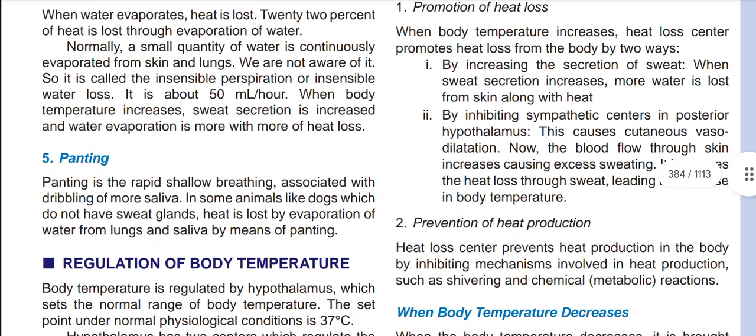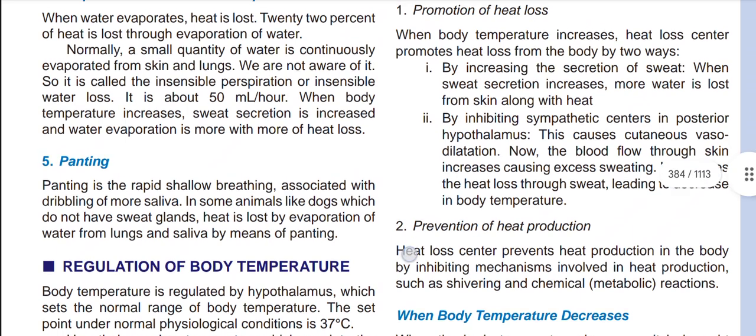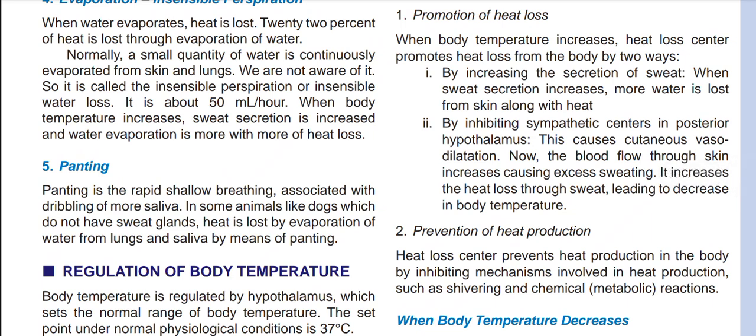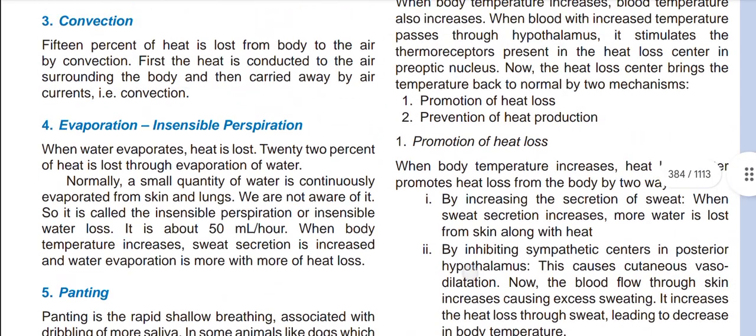Now, panting. Panting is rapid shallow breathing associated with the dribbling of more saliva. In some animals, like dogs, which do not have sweat glands, heat is lost by evaporation of water from lungs and saliva by means of panting. So, panting is not a mechanism of humans, it is a mechanism of lower animals like dogs.